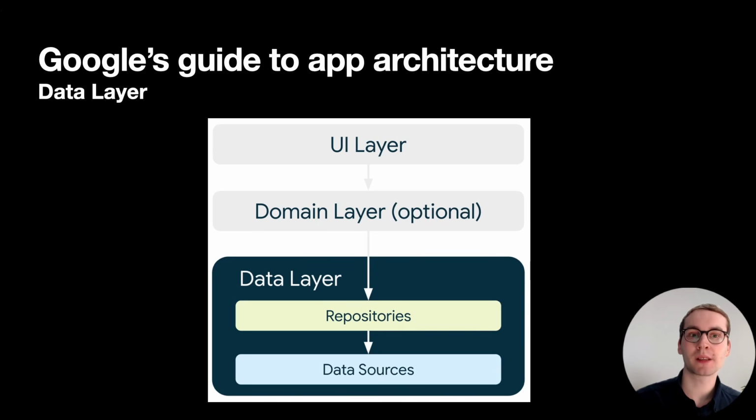Each data source works with only one source of data, which can be a network source, a local database, or just a file. These data sources handle the low-level details of reading and writing data, while the repository sits above them and contains the business rules.